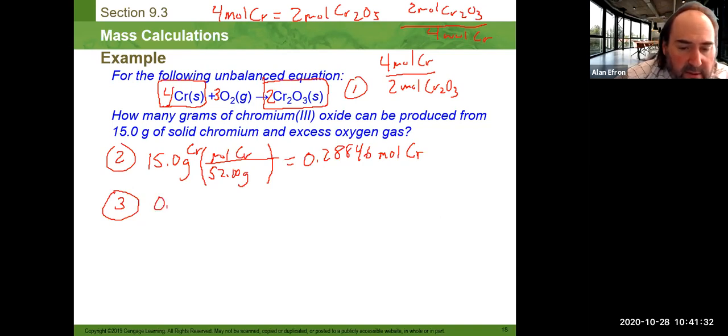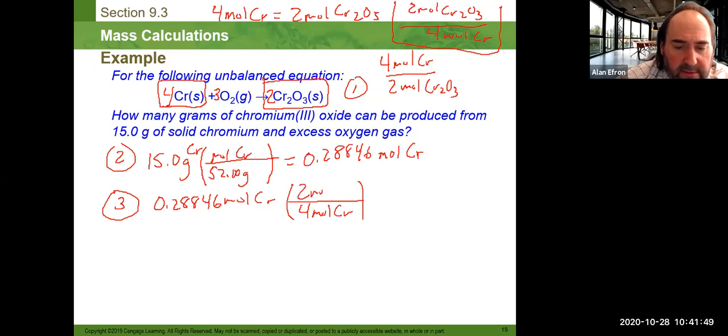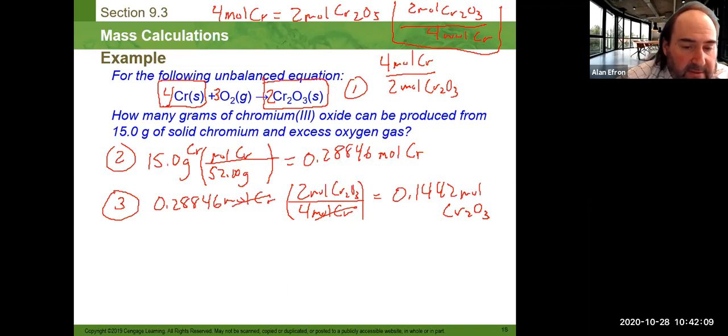Here, since we are starting with our chromium, we want to get rid of that. So in this particular case, we would use the top conversion factor. That's going to get rid of it for us, putting the chromium on the bottom and our 2 moles of Cr2O3 up on top. Moles of chromium are going to cancel each other out. So we're going to multiply by 2, divide by 4, which gives us something like 0.1442 moles of Cr2O3. Again, that mole to mole relationship is nothing more than the balancing coefficients.